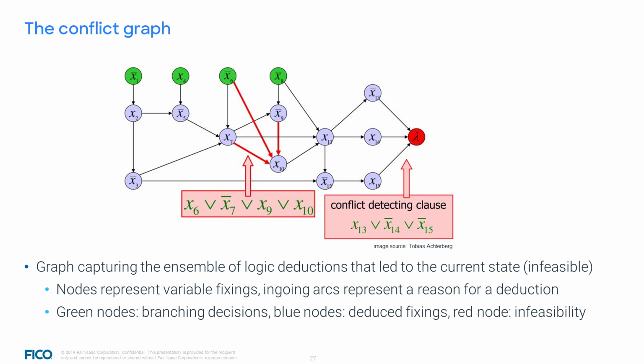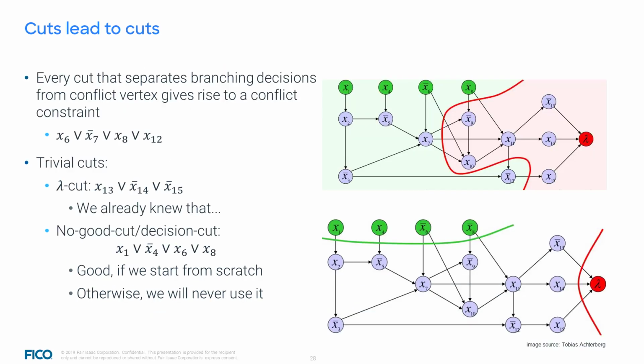However, there is a clause which says that, for at least one of the three, the opposite must hold. Hence, the search can be stopped here. So, this graph captures the ensemble of logic deductions that lead to the current state of infeasibility. What we can do at this point is to look at cuts in this graph.